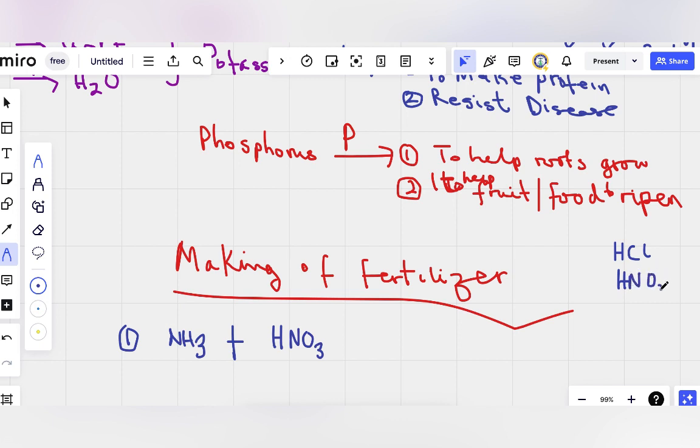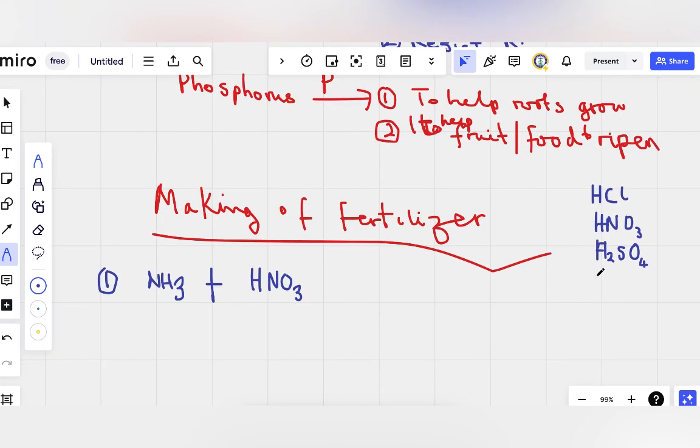Nitric acid helps to get nitrate. Okay, that's the logic. Sulfuric acid helps to get sulfate. Sulfuric acid is H2SO4. The 4 is a small subscript, a little bit down. Then we have phosphoric acid, which is H3PO4.